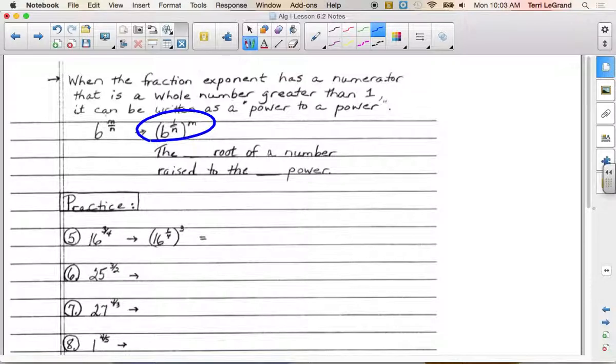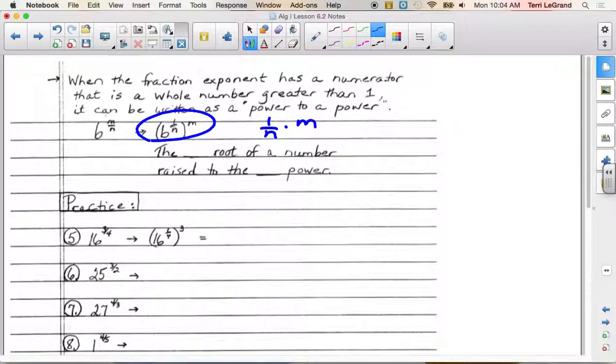And notice, remember, we already know how to do these when the numerator is 1. And then that is taken to the m power. Because remember, a power to a power means multiply. So is 1 over n times m, would that get us back to m over n? Yeah, so we're just breaking it apart. We're kind of like undoing it.